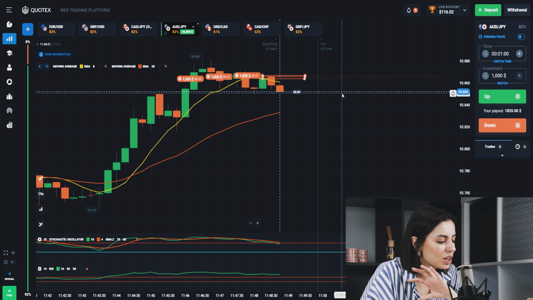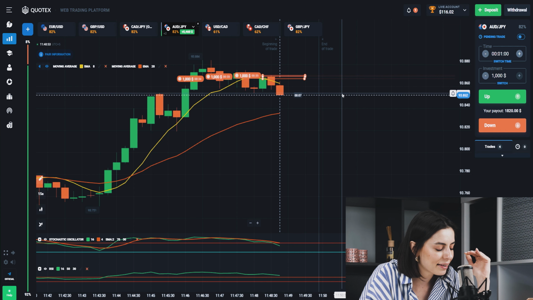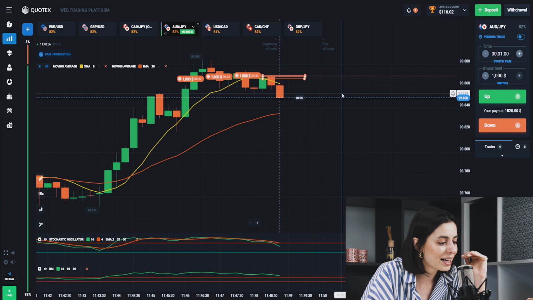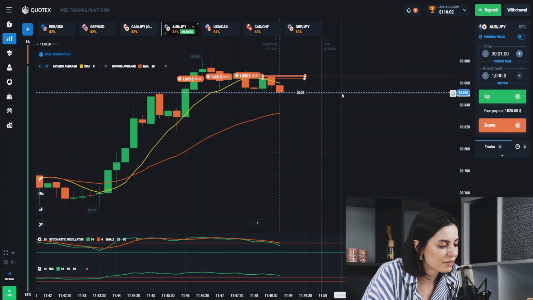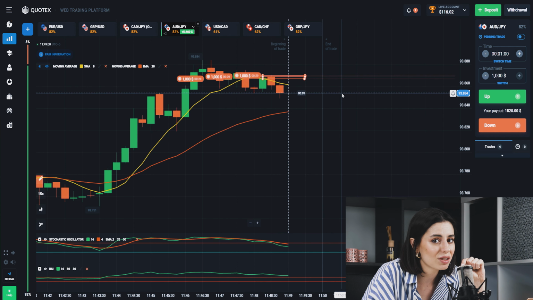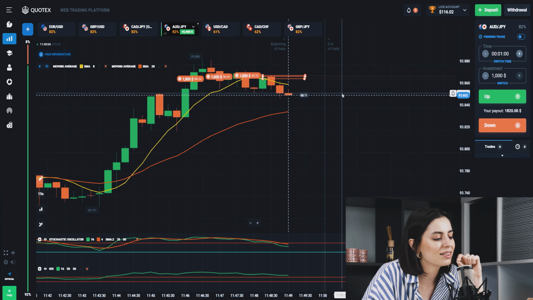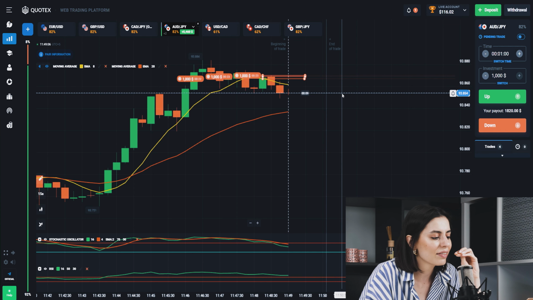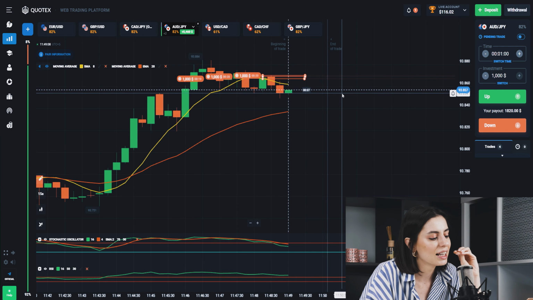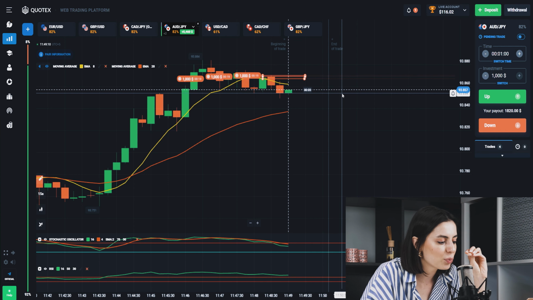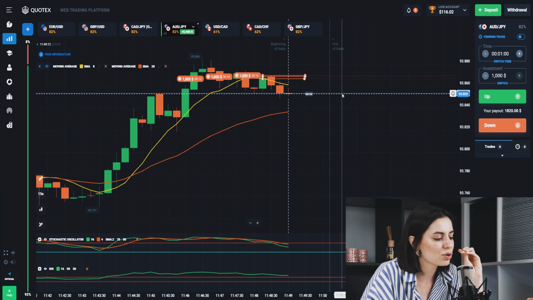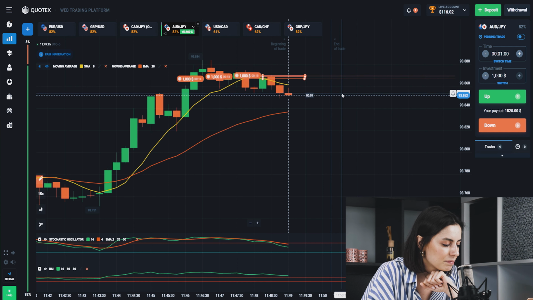First of all, here's the whole chart. It is at the peak, at the highest point, and the two moving averages are trying to cross. They want to cross, and we are predicting that they're going to find the moment of the crossing, and we are playing on that. So let's see what we have.